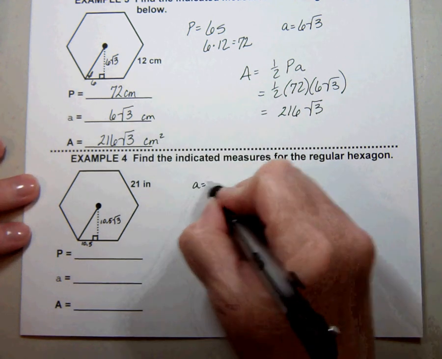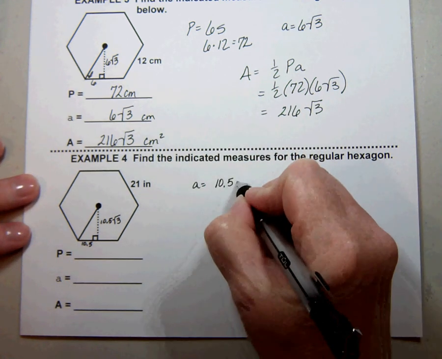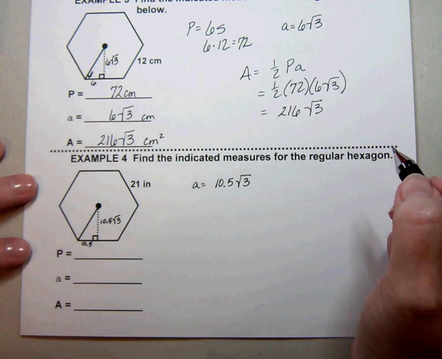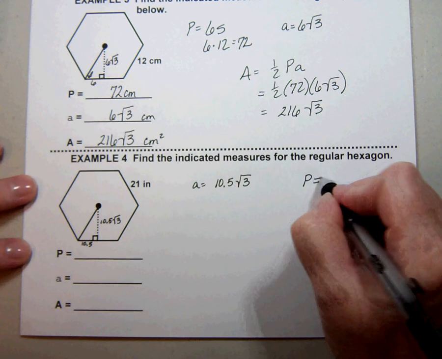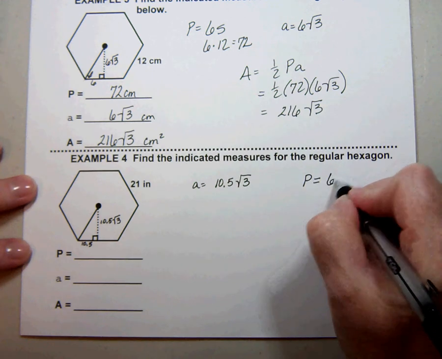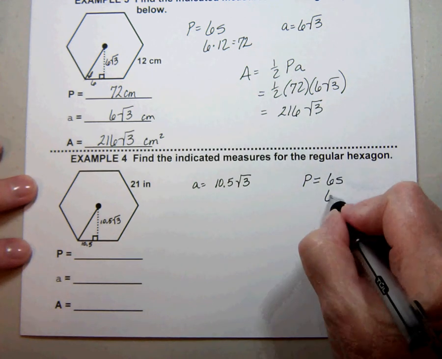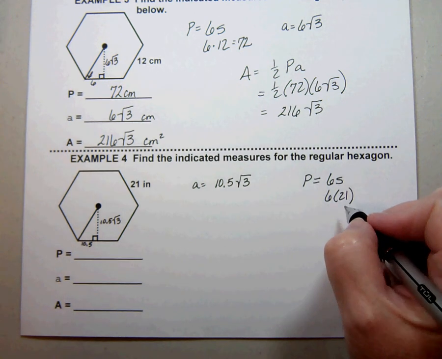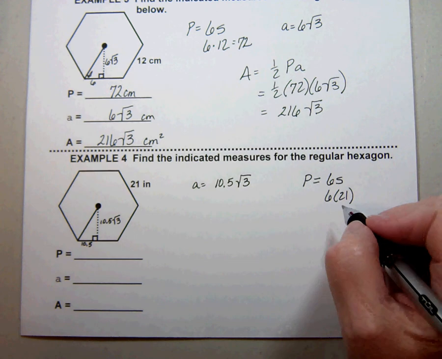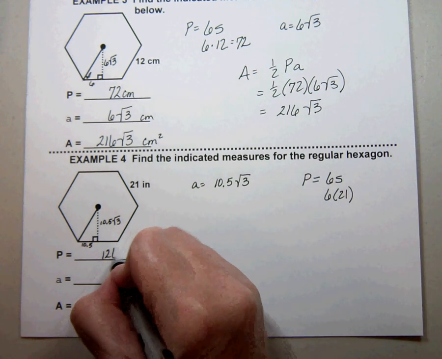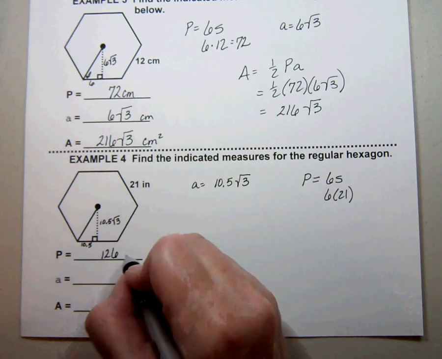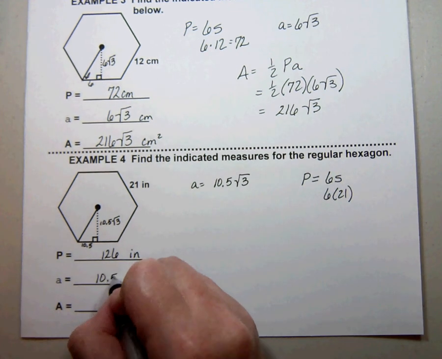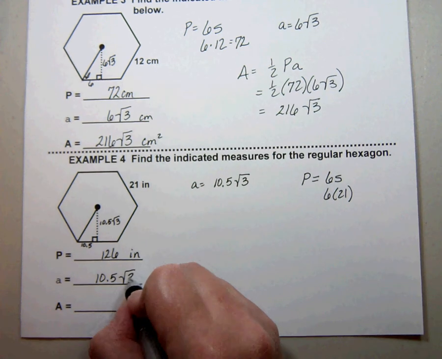That is your apothem. It's kind of a funny answer to have a decimal with a radical, but you can do that. So that's your apothem. The perimeter on this one is just 6 times the side. This time it's 21, so 6 times 21 is 126. So 126 inches is your perimeter. Your apothem is 10.5 times the square root of 3.